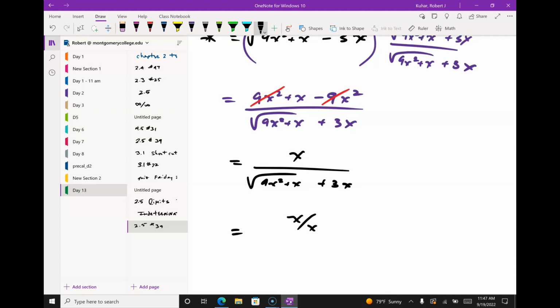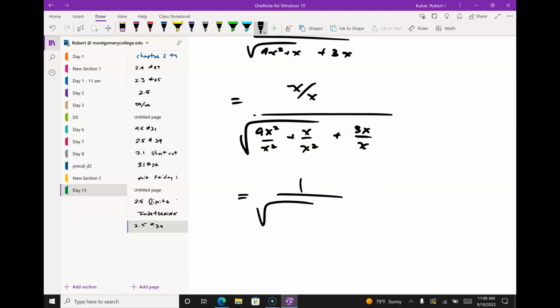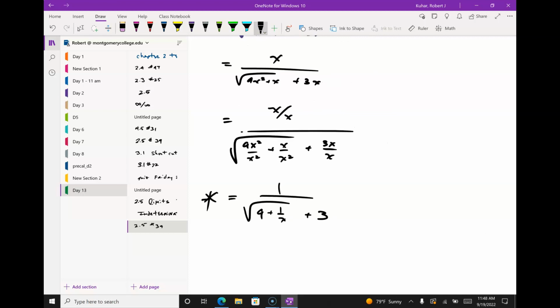So I have x over x. I've got 9x squared over x squared plus x over x squared plus 3x over x. Is that making sense, why I'm dividing by x squared inside the radical? Well, think about it. What's the square root of x squared? X. So when I pull that x squared out of the radical, it's still an x. Good. So I get 1 over the square root of 9 plus 1 over x, and then plus 3. There's my replacement function.